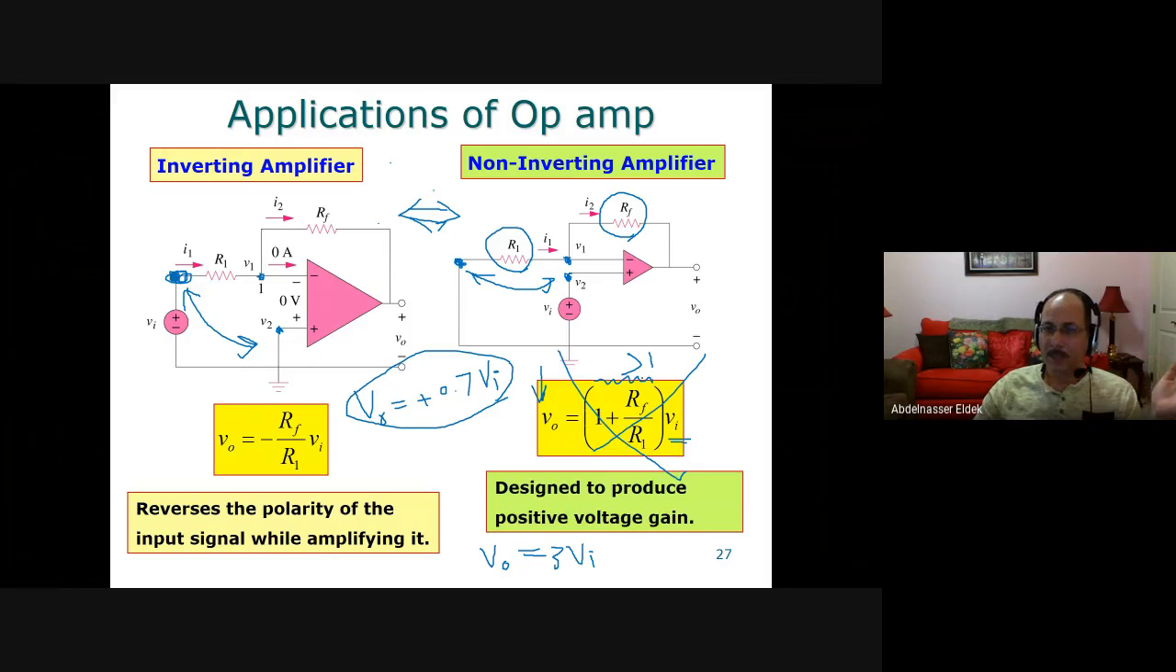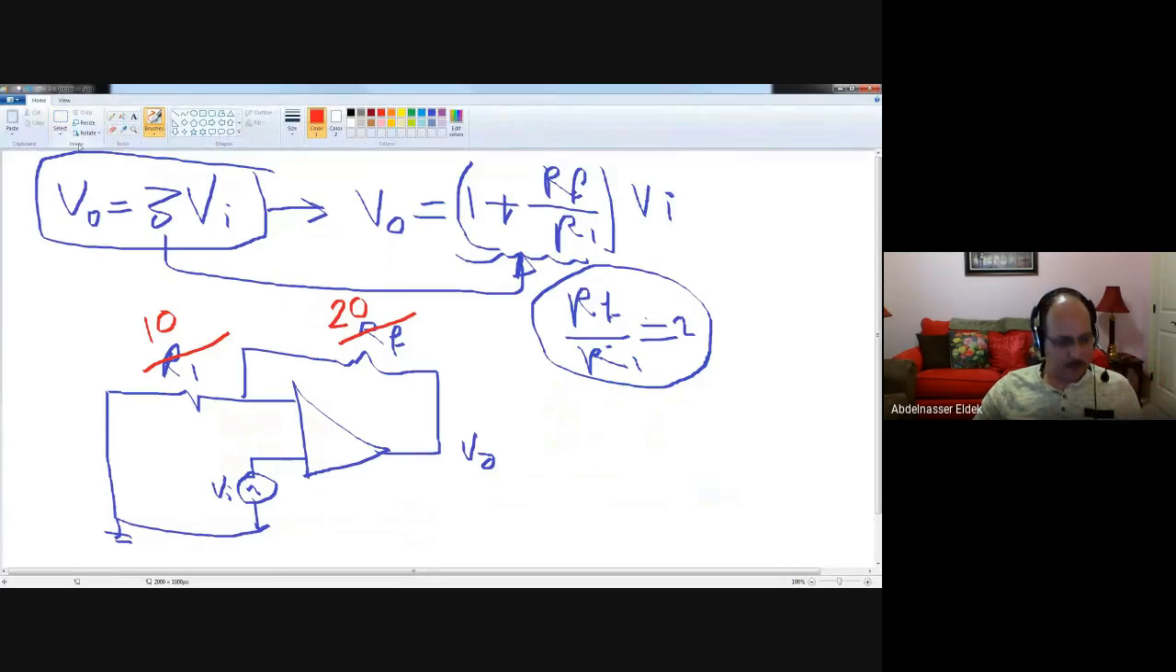Why? Because this is more than 1, but here you have 0.7. So what is the solution here? The solution is to use an inverting amplifier. Let us see how we do that. So let us erase all this.